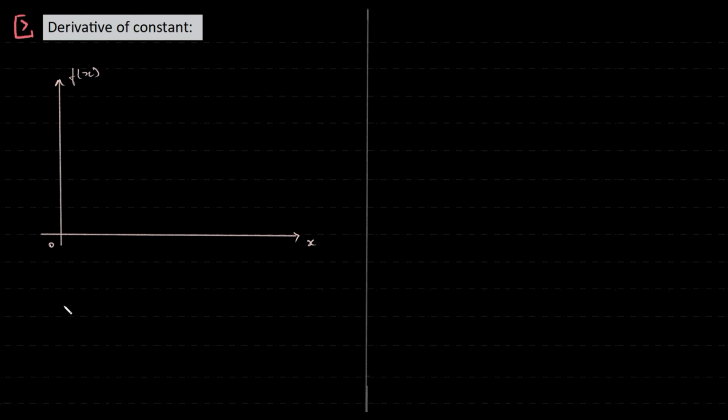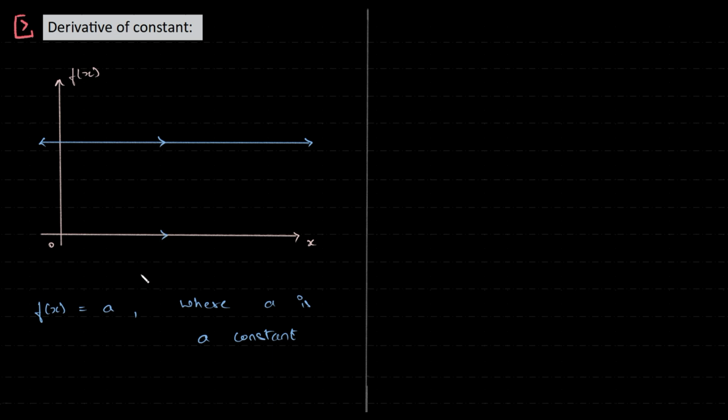Let's look at the derivative of a constant function. A constant function generally looks like f of x is equal to some value. We'll take it as a, where a is a constant. Now graphically, how does it look? It's a line which would be parallel to the x-axis.